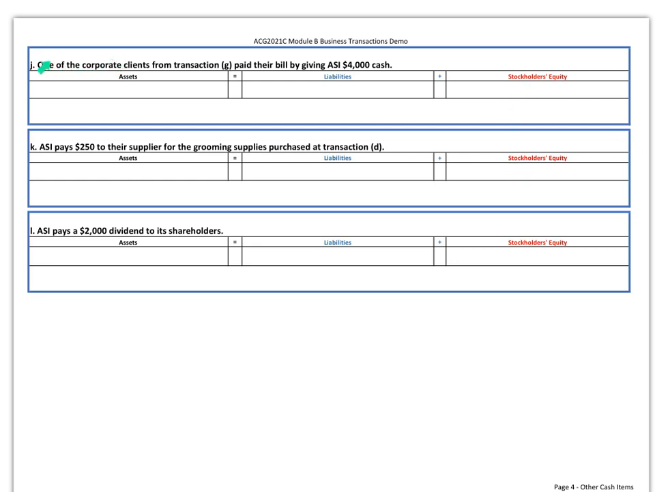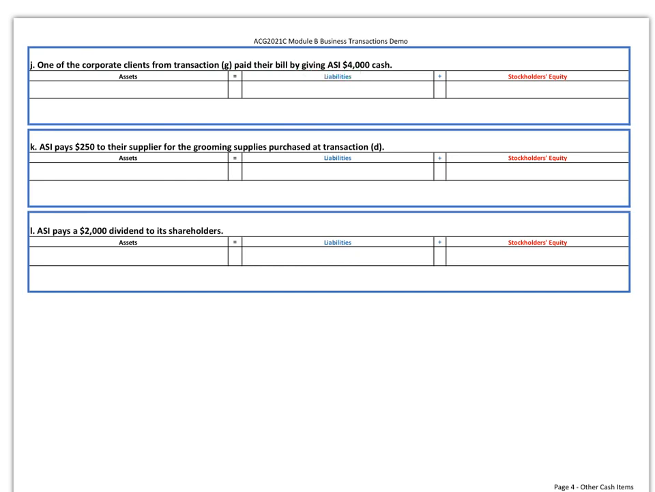Let's look at this thing here. One of the corporate clients from transaction G paid their bill by giving us $4,000 cash. Transaction G was on question 2, and that was the one where we did $6,000 worth of work for our clients. And if you remember that transaction, we earned the revenue back there in transaction G. We earned $6,000 in revenue because that's when we delivered the services to our client. But our client did not pay us, right? But here, now fast forward to this transaction J, client just paid us $4,000 cash.